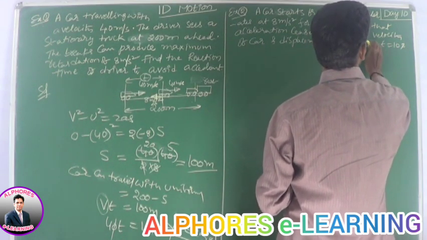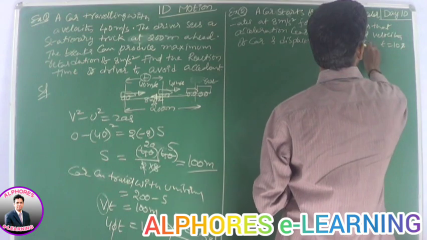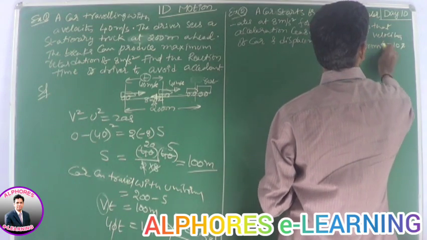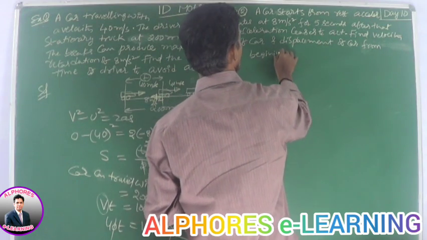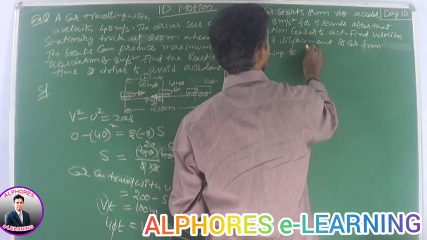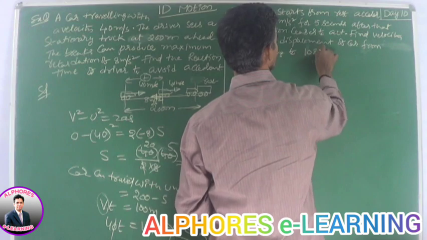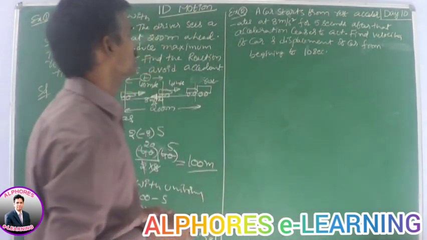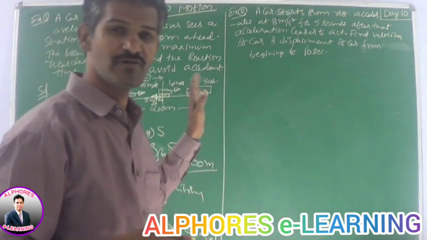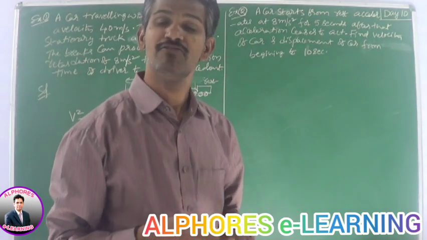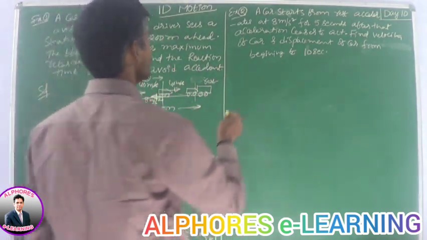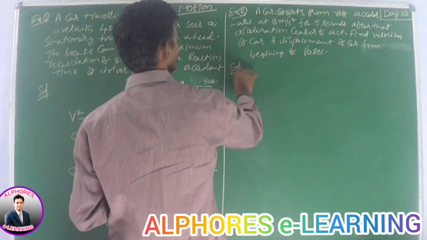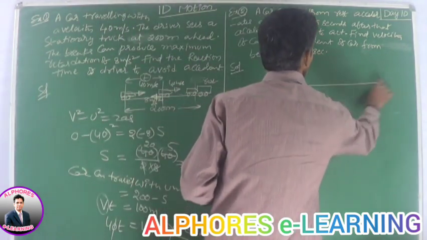For the car, from the beginning to 10 seconds, we have to find the displacement from the beginning to 10 seconds and the velocity at 10 seconds. For this, I am using a rough diagram here.